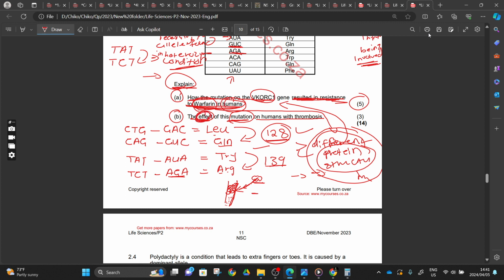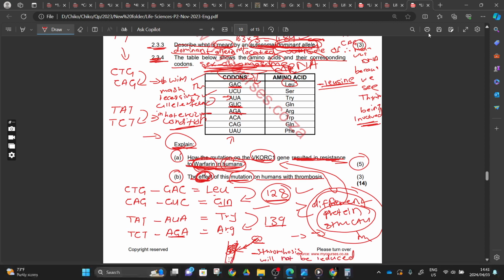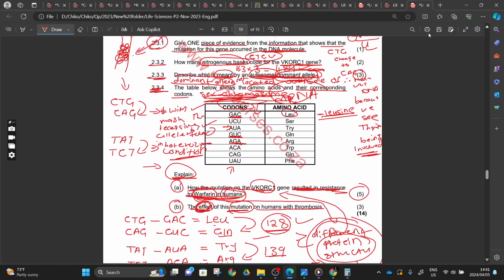The effect is that your blood clotting will not reduce, right? Your thrombosis will not be reduced when you are being treated with warfarin. And then another thing, because they're asking for 3 marks, the effect of this mutation on humans with thrombosis.